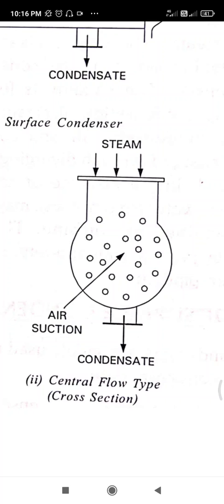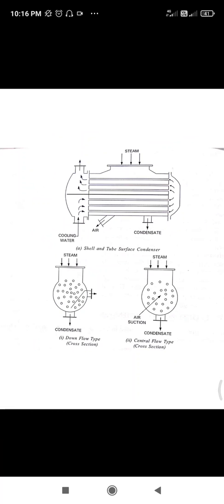This is the working of the central flow surface condenser. We have already discussed the first one, the shell and tube surface condensers. Now we'll discuss the inverted surface condenser.